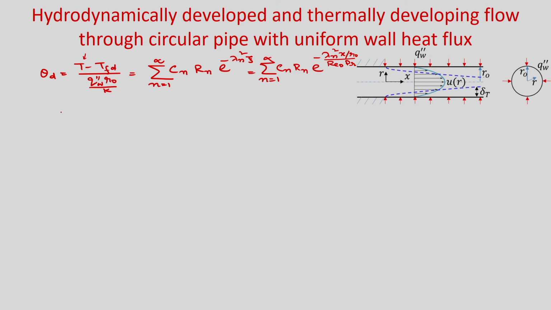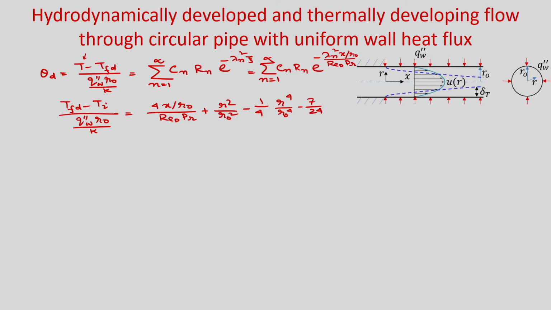So, now you can write T_fd minus T_i, which we also know; this we have derived for the fully developed temperature profile. So, this is 4x by r naught divided by Re_D into Prandtl number plus r squared by r naught squared minus 1 by 4 r to the power 4 divided by r naught to the power 4 minus 7 by 24. Okay. So, combining these two you can see.